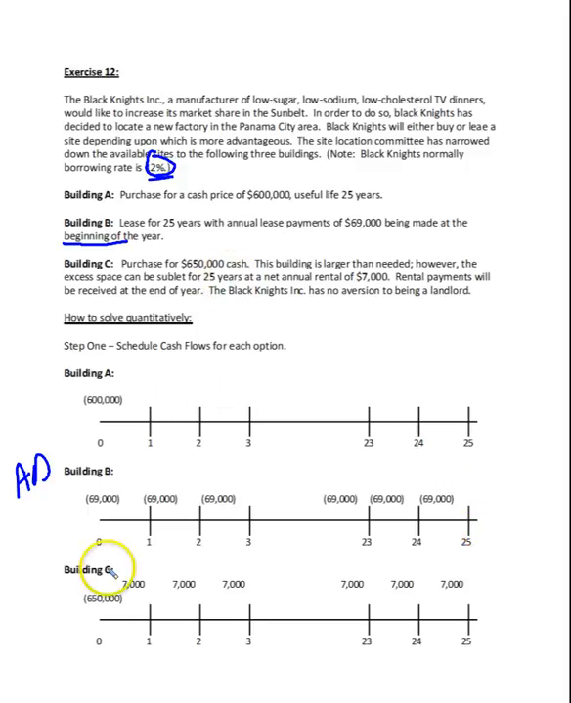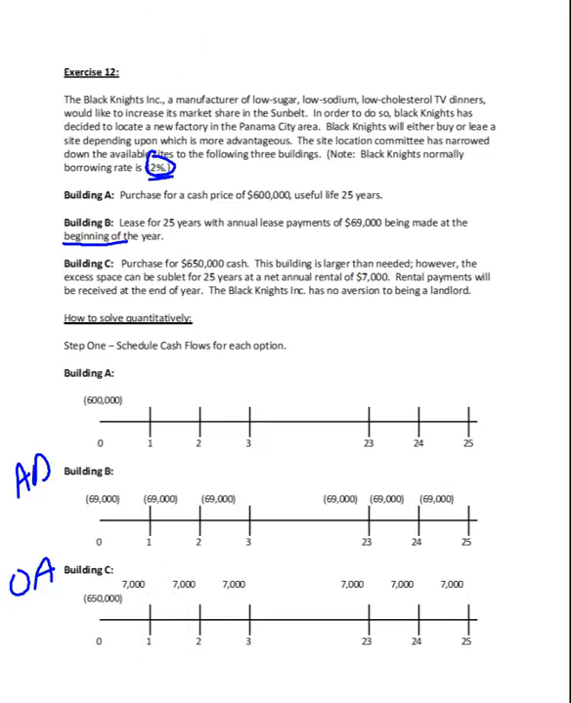Option C is pay $650,000 today, so instead of $600,000, $650,000. Well, why would they be willing to do that? Well, they at least want to contemplate that because this would be a larger building, and they'd be able to sublet that extra space, and they're estimating they could get $7,000 a year for that for 25 years. So we have both the present value and an ordinary annuity going on in option C.